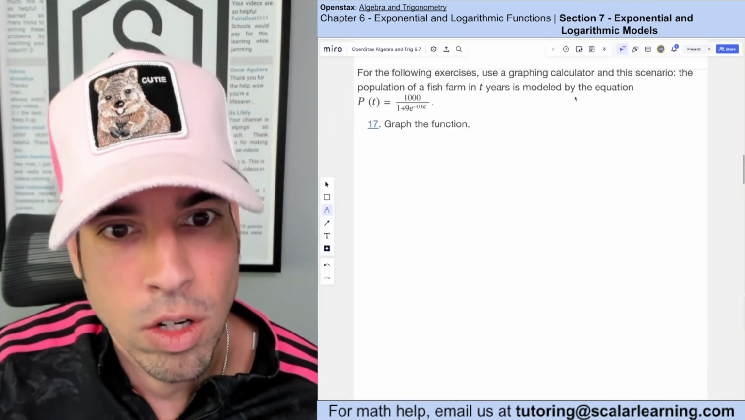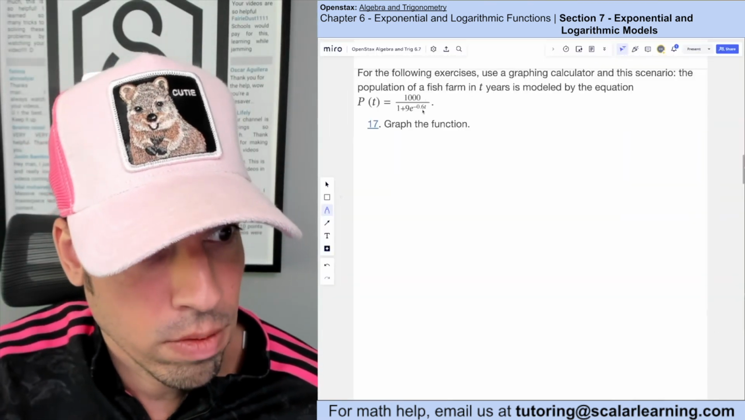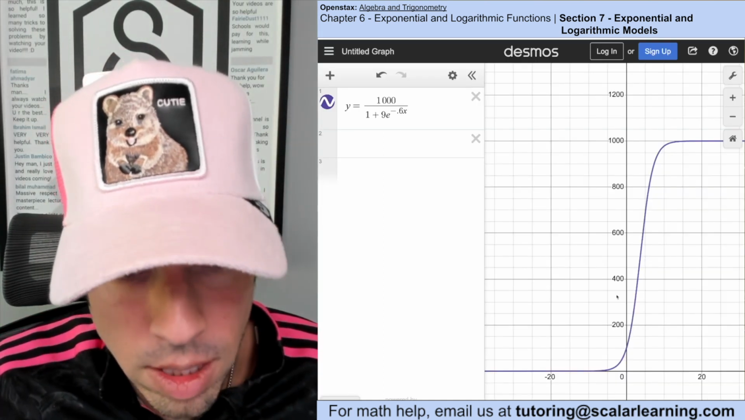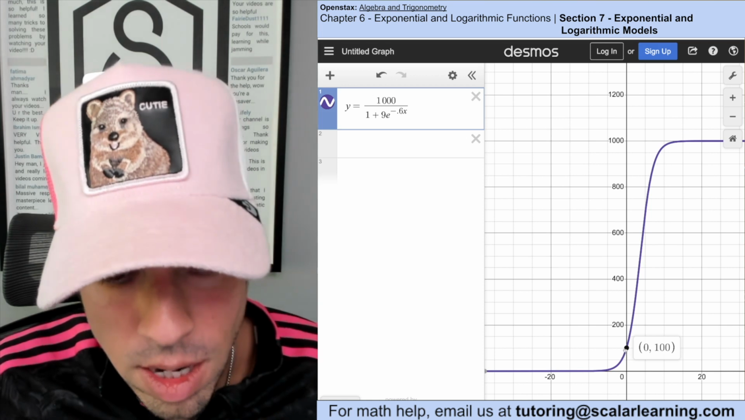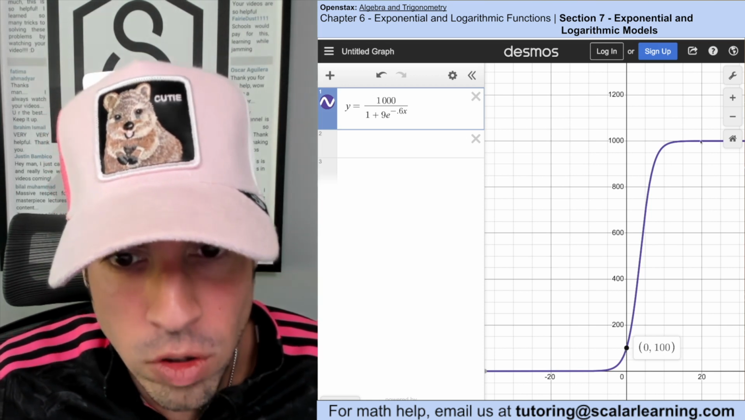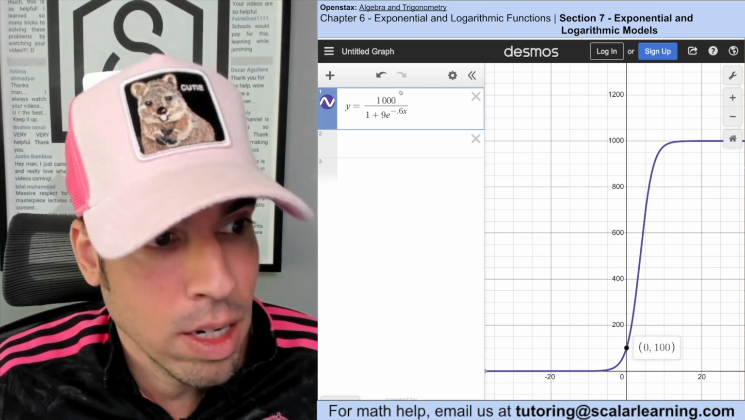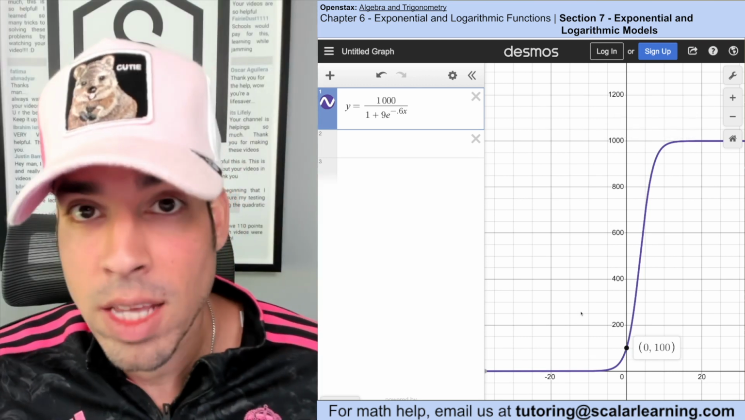So first it says using a graphing calculator, graph this function. So we're going to use Desmos. When we graph this logistic function, setting it like this, we can see here it's got that nice y-intercept of 0, 100, and then it kind of maxes out at 1,000. That's because that's the capacity, right? And that's that constant on the top there. So that's how you do it.